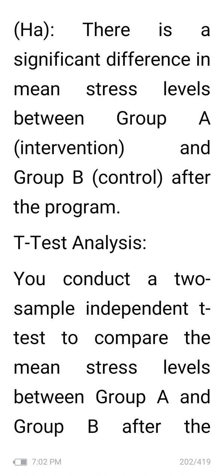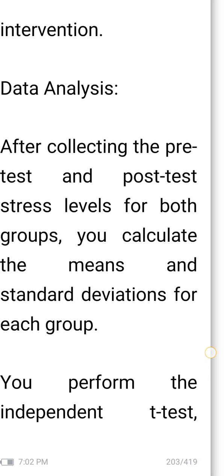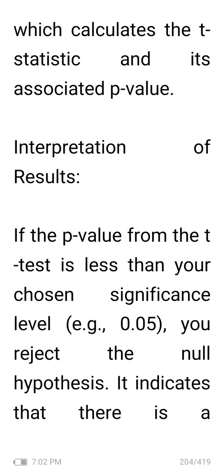You conduct a two-sample independent t-test to compare the mean stress levels between Group A and Group B after the intervention. After collecting the pre-test and post-test stress levels for both groups, you calculate the means and standard deviations for each group. You perform the independent t-test, which calculates the t-statistic and its associated p-value.